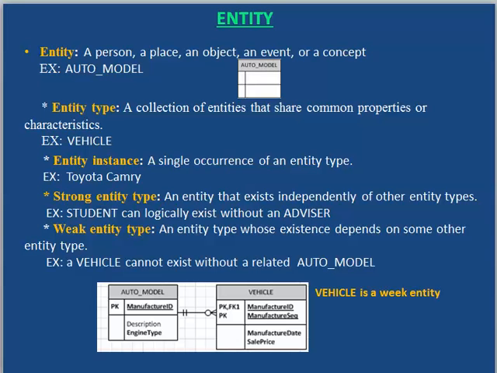an entity type whose existence depends on some other entity type. A vehicle cannot exist without a related automata. So you see we have foreign keys, and the primary key from manufacturer should be in the table of vehicle.